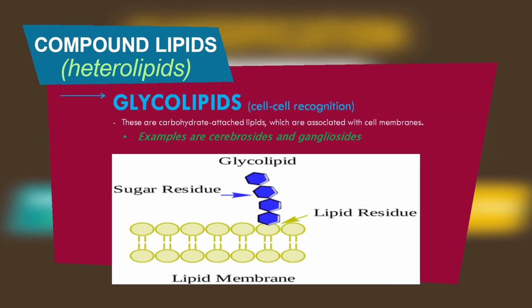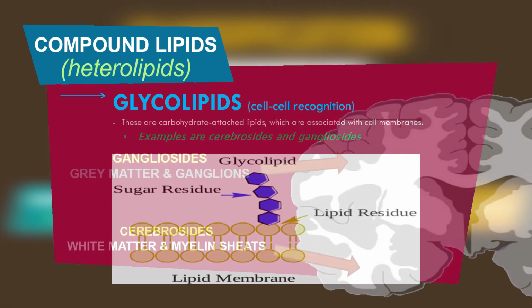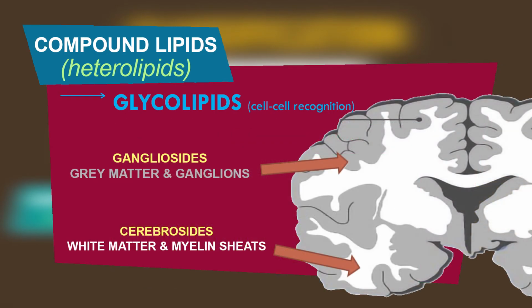Other common types of complex lipids are the glycolipids or carbohydrate-attached lipids, which are associated with cell membranes kaya responsible for cell-to-cell recognition and interactions. Glycolipids can also act as a receptor for viruses and other pathogens to enter cells. Common examples of glycolipids are cerebroside and gangliosides, which occur extensively in our brain tissues.